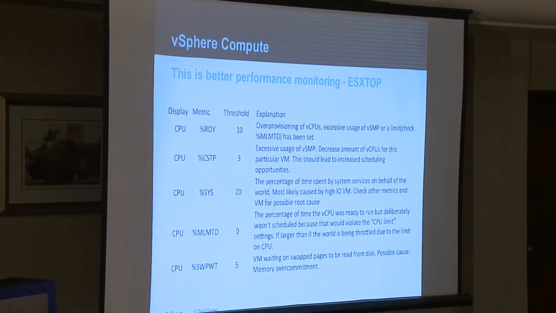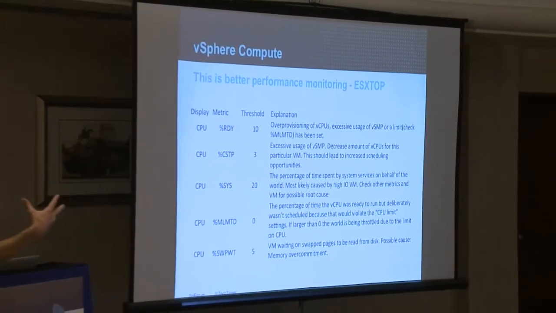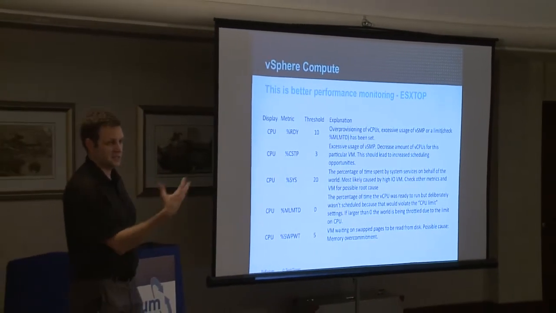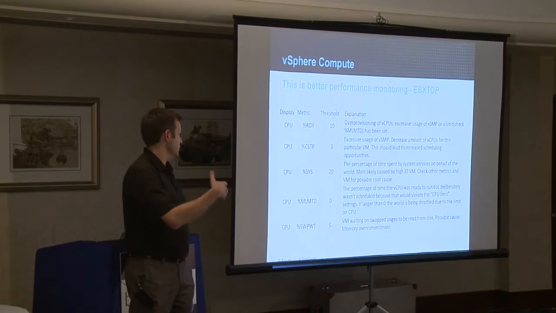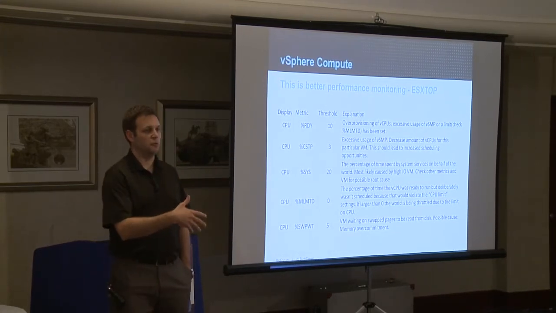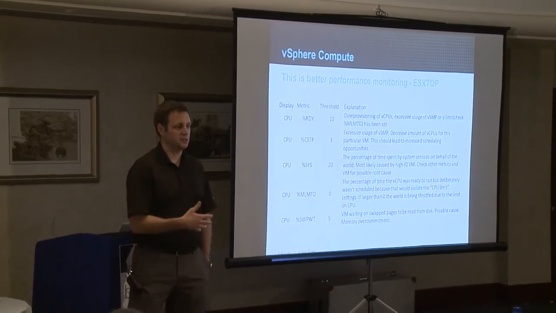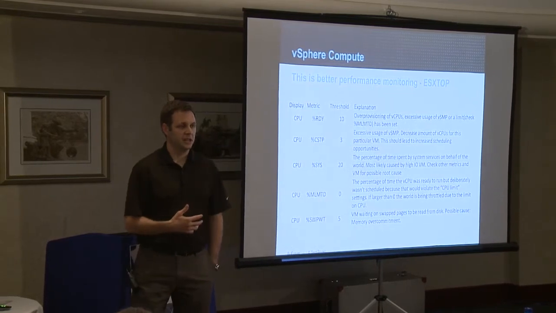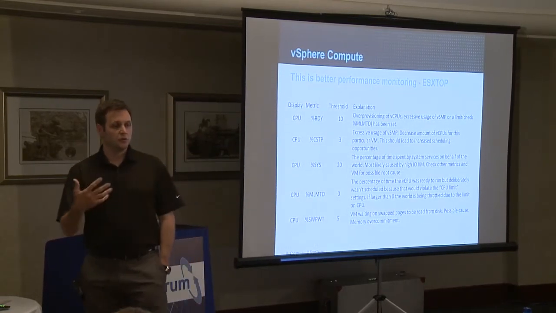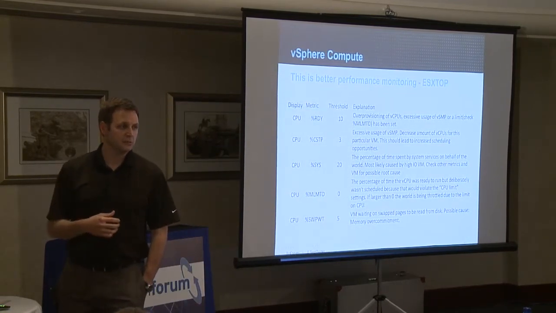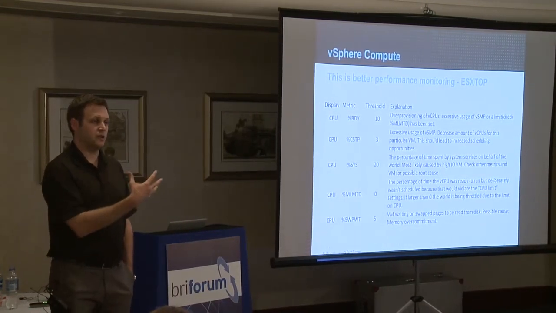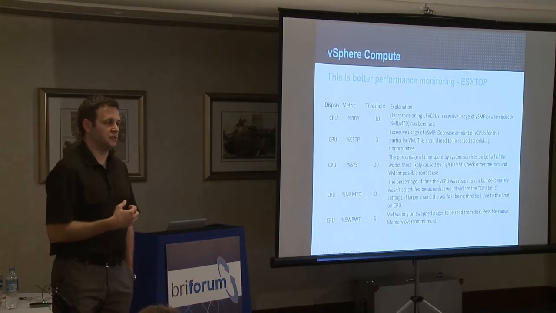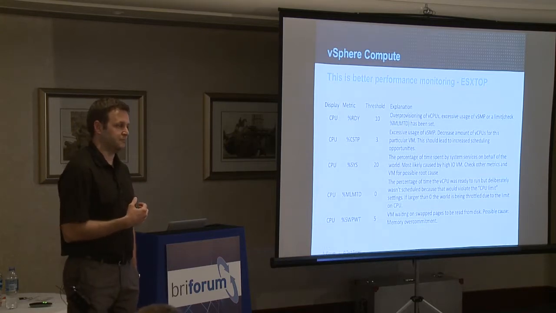So %ready is the amount of time that a virtual CPU is waiting, basically in queue, for a physical core to become available. And these threshold values are published on multiple VMware websites, and I can tell you from my own experience, around 10 is that number. If it's waiting more than 10% of the time, you're going to start to notice that as a poor end user experience, if you're delivering a hosted VDI desktop to someone.